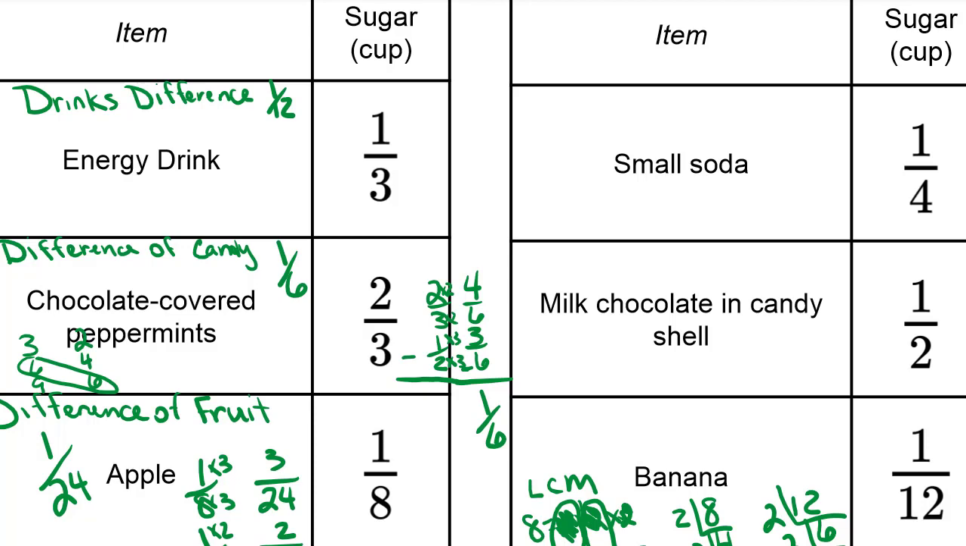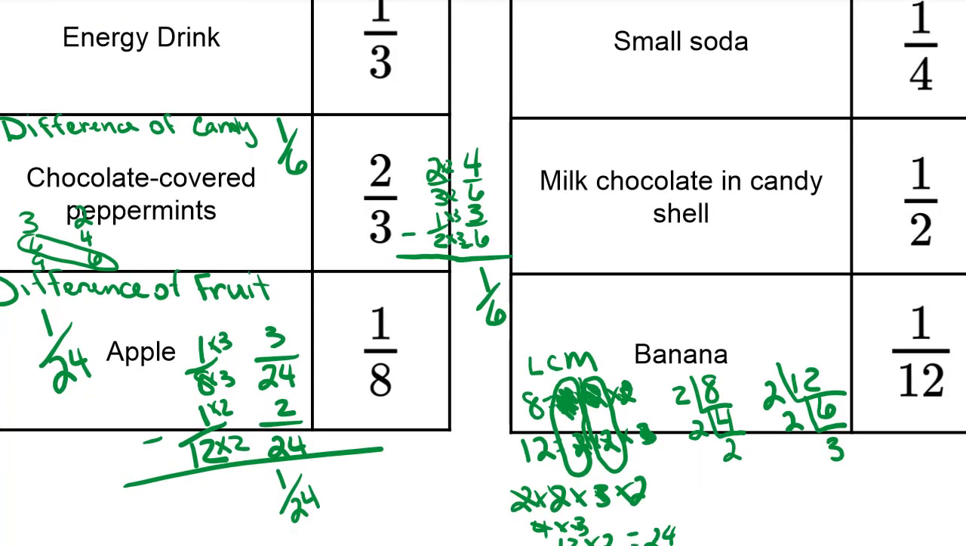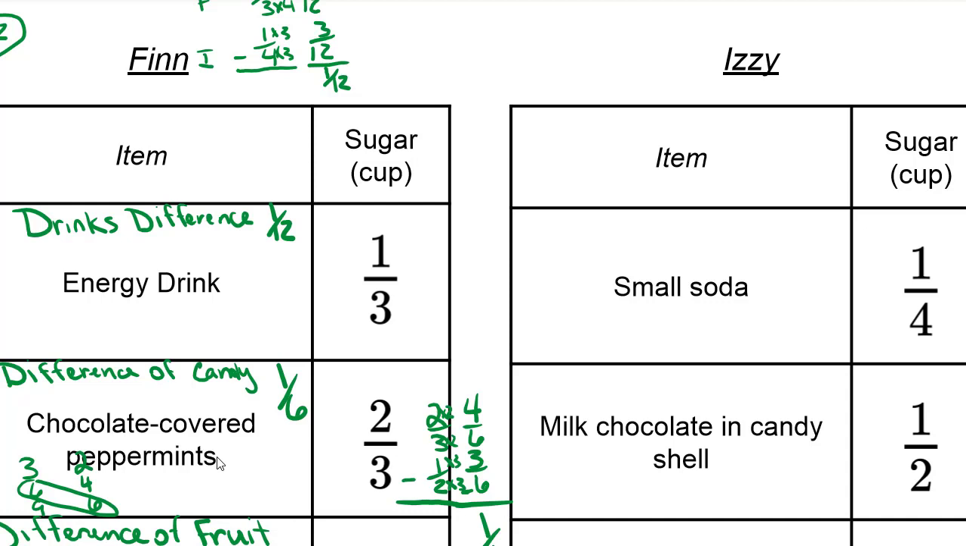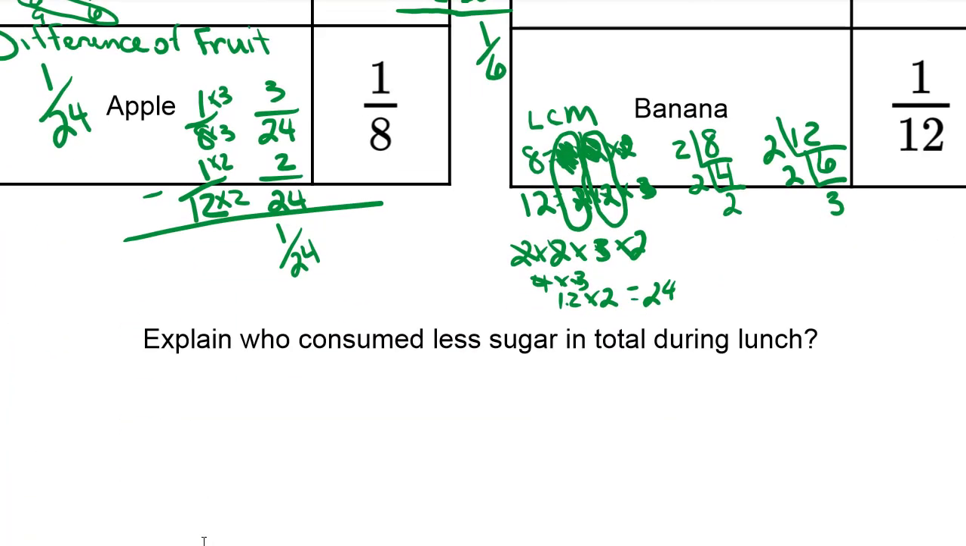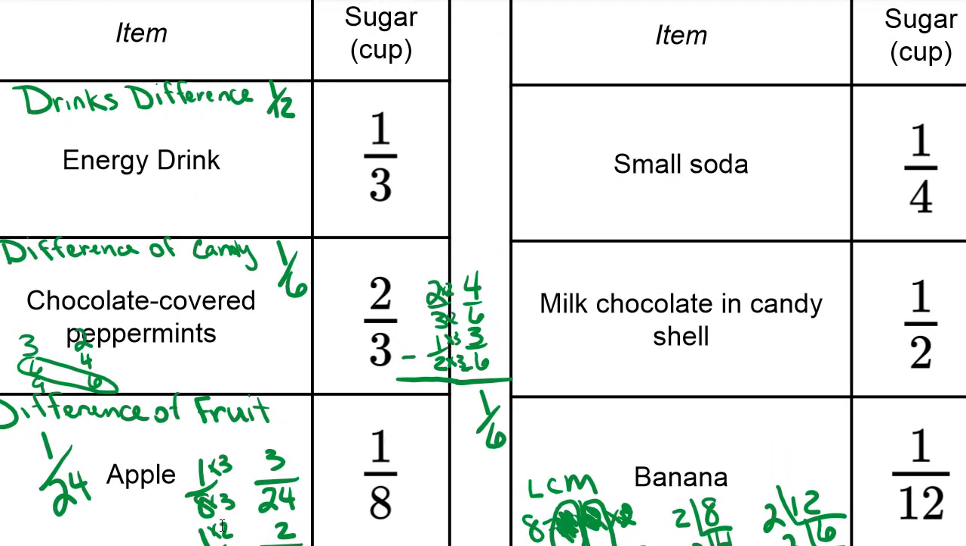Because we can see, I'm going to tell you guys right out, it was always, is this Finn over here? Let's go up and make sure. Yeah, Finn. We always subtracted Izzy's number from what Finn had. That means Finn started out with more. Every time, Finn had more. So we know he actually consumed more sugar. But we could also work it out. I'm going to show you guys how to do this. So I'm just going to set it up: 1/3, 2/3, and 1/8.